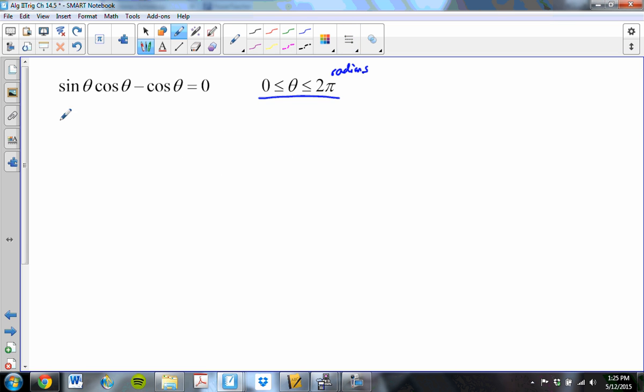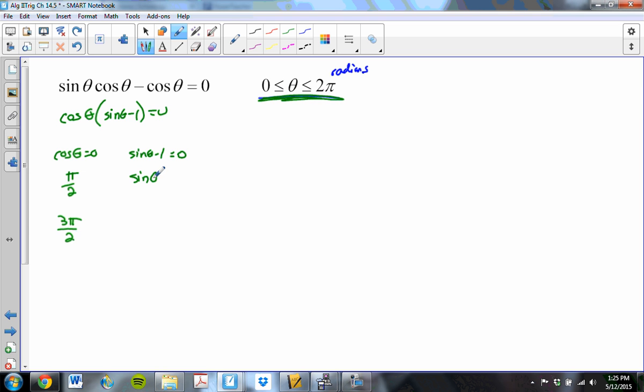Factoring is a really good friend of yours in this. Factor a cosine, I'm left with sine minus 1. So I want cosine of theta to equal 0, and I want sine of theta minus 1 to equal 0. Well, cosine theta equals 0 at pi over 2 radians and at 3 pi over 2 radians. And that's everything between 0 and 2 pi.